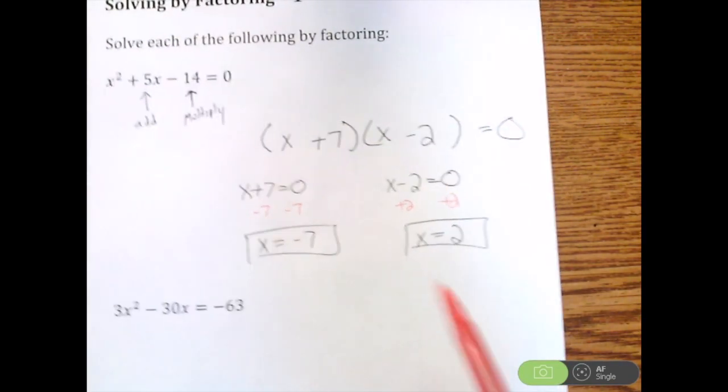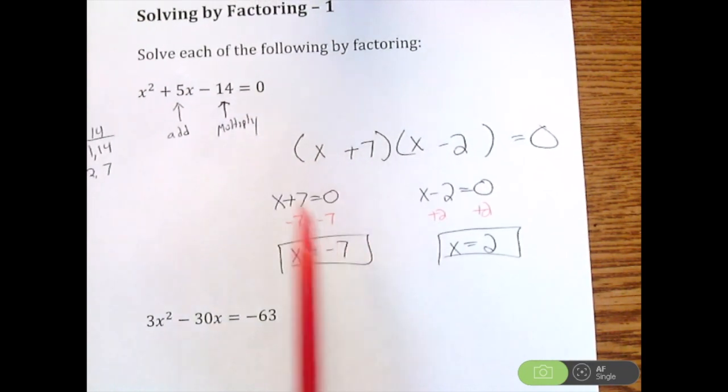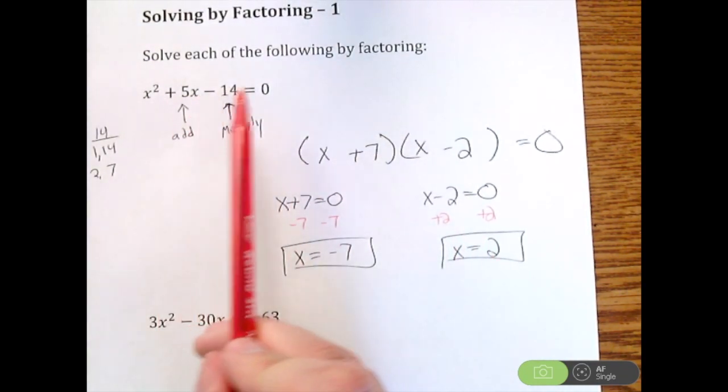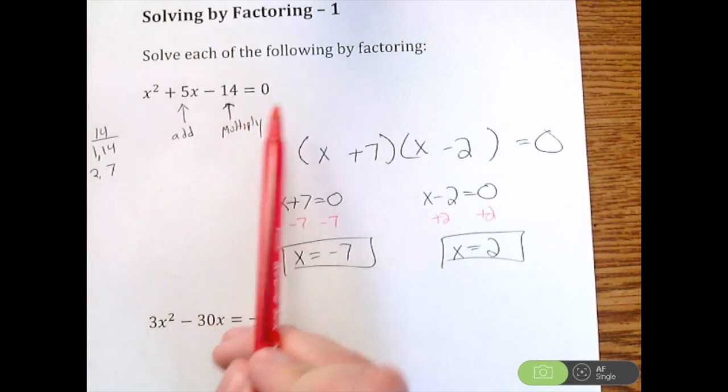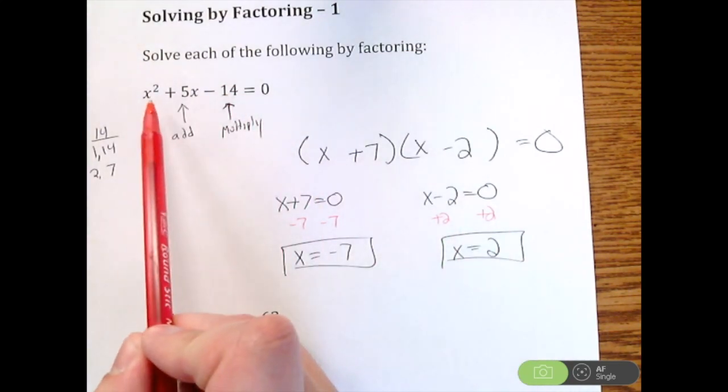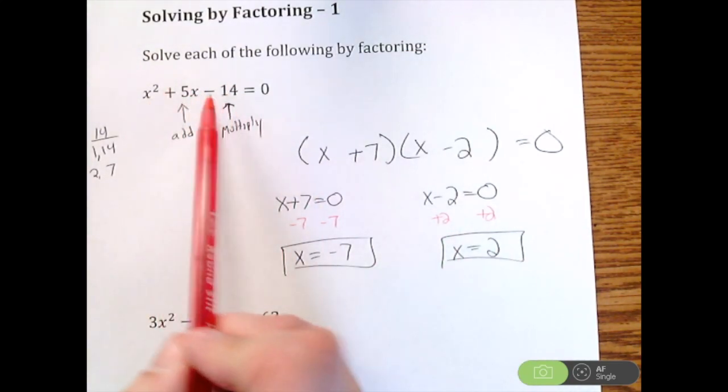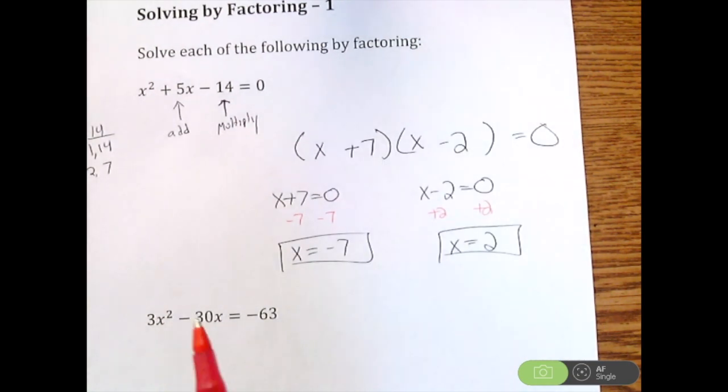So what this means when we're solving solutions, if I would have taken this negative 7 and plugged it in for both x on this left side and simplify it, I'm going to get 0 equals 0. If I take 2 and plug it in to both my x's on the left side, I would also end up with 0 equals 0.